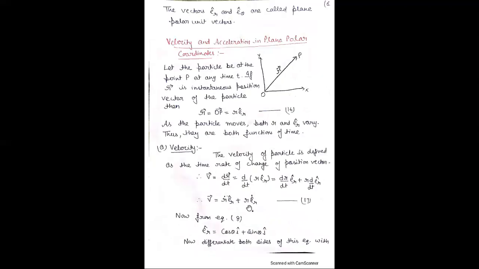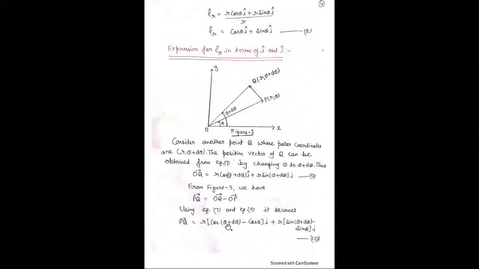Now, we know that cos(theta + d theta) minus cos theta is equal to minus sin theta d theta, and sin(theta + d theta) minus sin theta is equal to cos theta d theta. Putting these two into the equation, the resultant equation is PQ = minus r sin theta d theta i plus r cos theta d theta j.